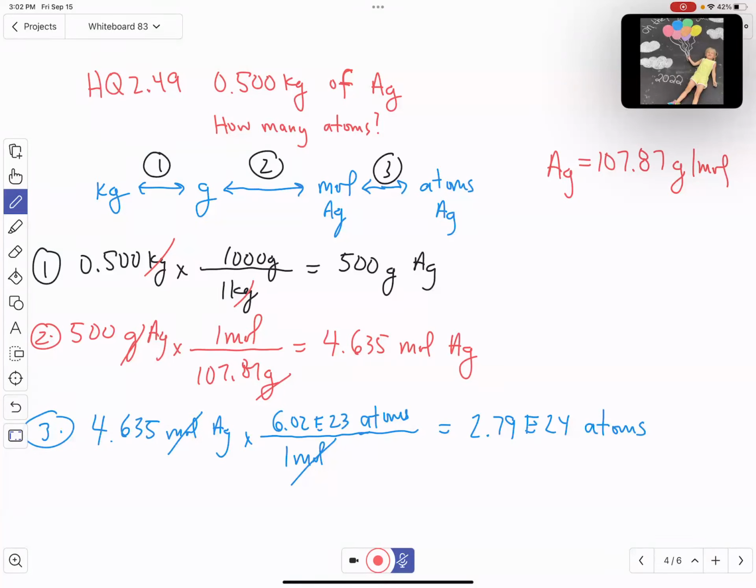I would do 3 significant figures because if they gave you the mass as 0.500, that's 3 significant figures. So 3 significant figures in your final answer for that.